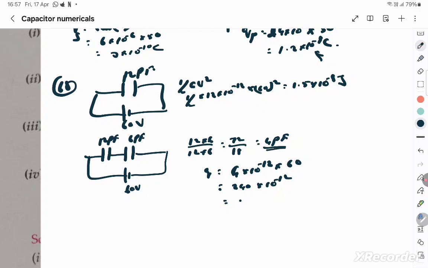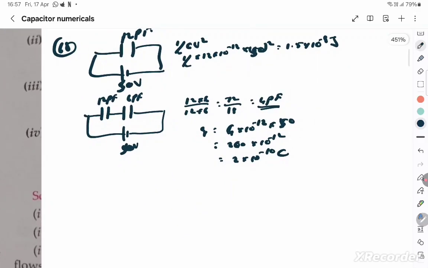C equivalent, 60 is the voltage, you're finding the charge, Q is equal to C into V. Oh, this is 50 volts, is it? It's 50 volts, sorry. 50, just check your notebook, it's 50. So thus you get this to be 2 into 10 to the power minus 10 coulomb.